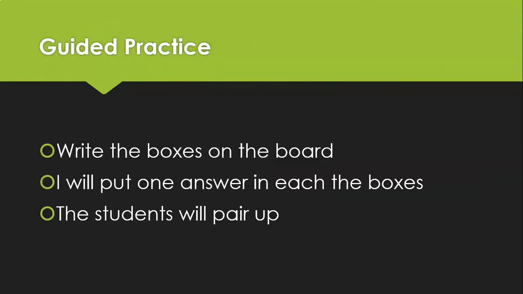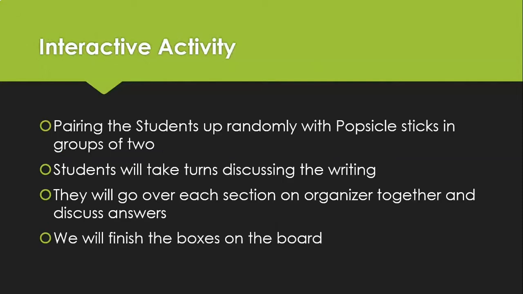So I'm going to start the class off and ask them if they're feeling confident about their writing, different things like that. And I'll write one answer in each little box to kind of guide them along the way. And this kind of leads into their interactive activity, which goes along with the guided practice. So for the interactive activity, I'm going to pair the students up in twos with popsicle sticks. I'll write their names on popsicle sticks and pair them up like that. And the students will take turns discussing what they wrote in their boxes and why.